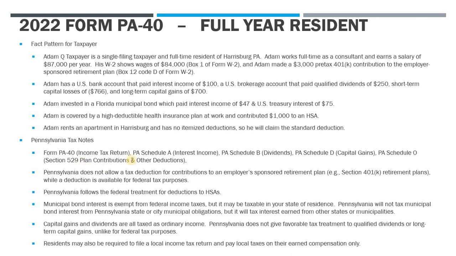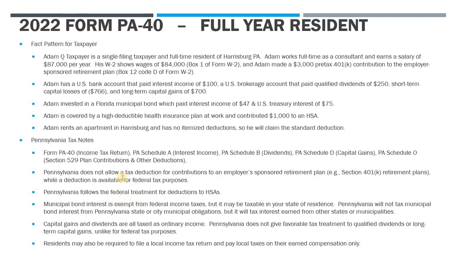Now, as far as Pennsylvania return goes, we're going to do the PA-40. This is going to include Schedules A and B and D, and then also Schedule O, which is where you report any kind of Section 529 plan contributions and other deductions such as contributions to HSAs or MSAs. Now, Pennsylvania does not allow a tax deduction for contributions to retirement plans. So this 401k retirement plan, we're going to get a deduction for that at the federal level, but you don't get to deduct that for state purposes. So we're going to see an adjustment there.